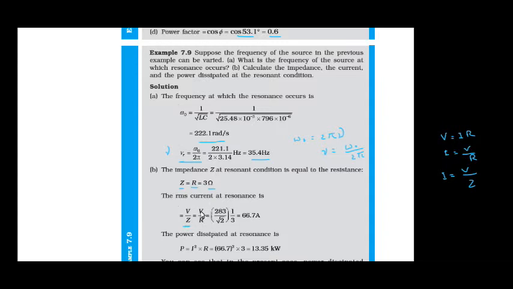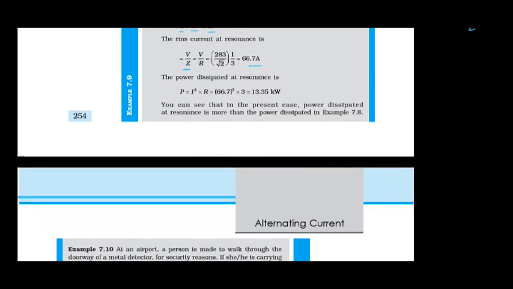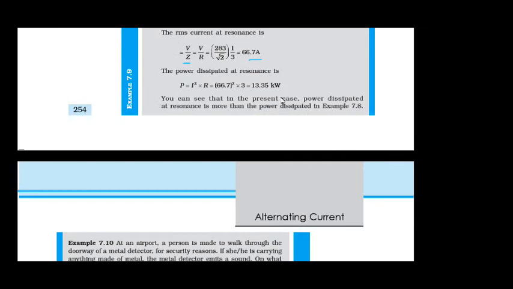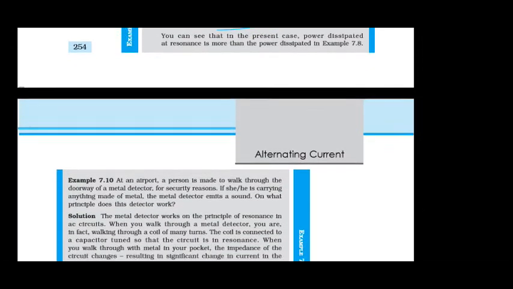Similarly, we have written here, I is equal to V by R. Put the values and you get the value of I. The power dissipated at resonance is P is equal to I square R. Put the values and you get the power. You can see that in the present case, the power dissipated at resonance is more than the power dissipated in example 7.8. So let us see the next sum.